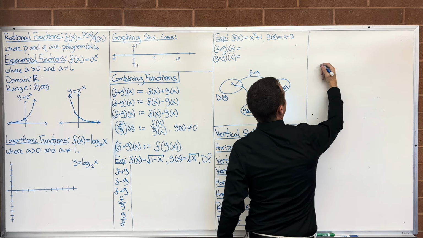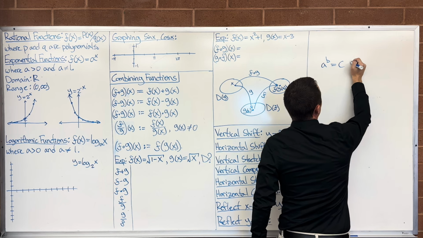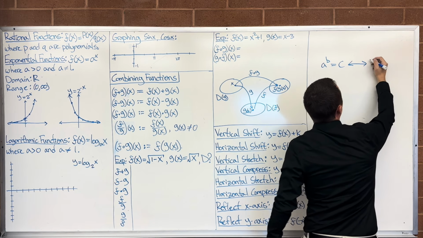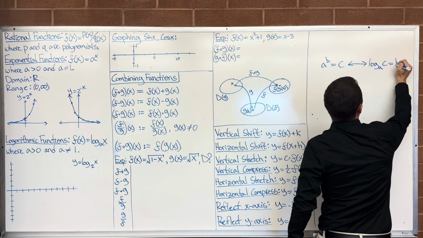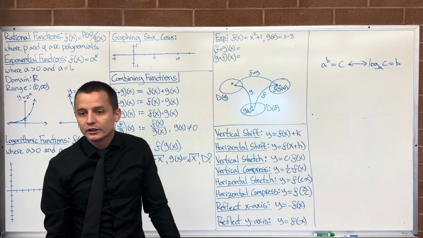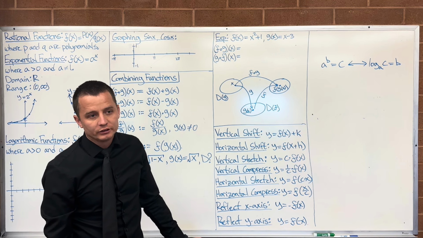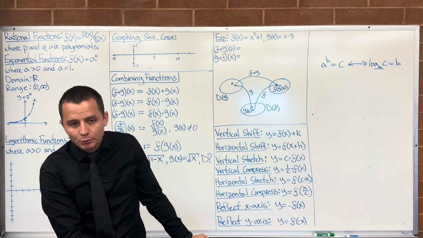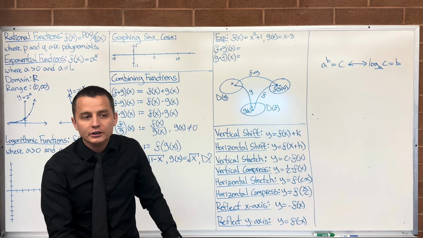So if I know that a to the b is equal to c, this is logically equivalent to log base a of c is equal to b. Logarithms give you exponents. These are inverses of each other. The same way that division undoes multiplication and subtraction undoes addition, logarithms undo exponentials.